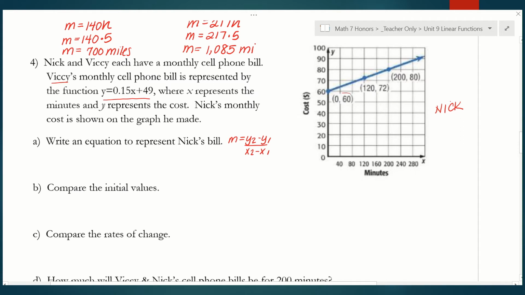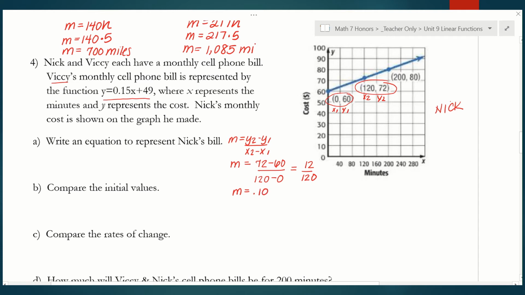And I would just pick any 2 points. I'm going to pick the first 2 points to use. So I'm going to call this x1, y1, and this x2, y2. And so when I plug that into my slope formula, I'm getting 72 minus 60 as my difference in my y's, and 120 minus 0 is the difference in my x's. So that gives me 12 over 120, which makes a slope of, as a decimal, 0.10.